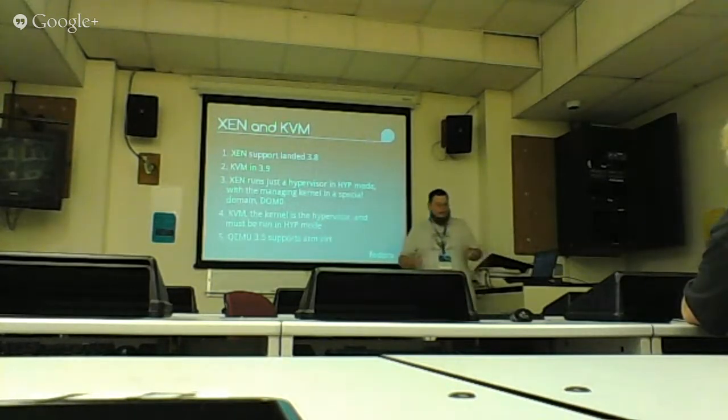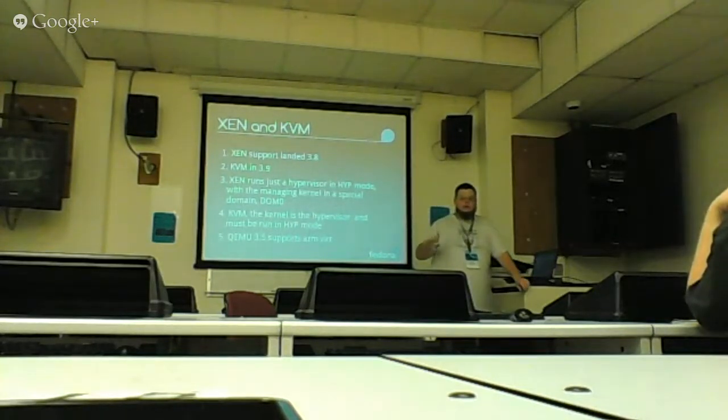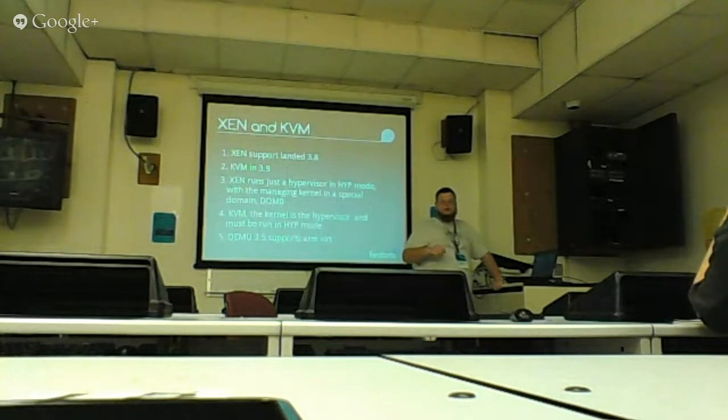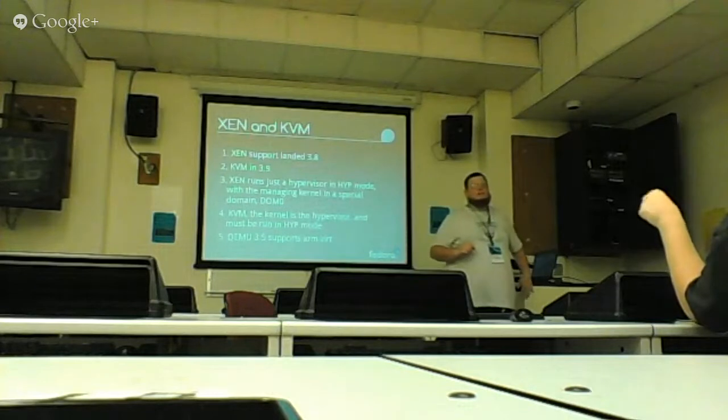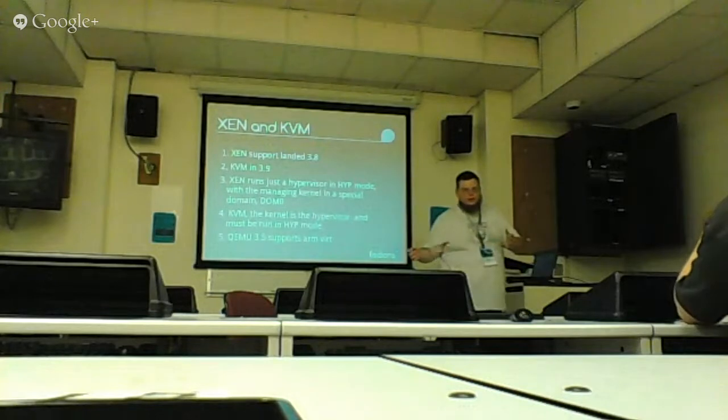And with KVM, the kernel itself is the hypervisor, and it runs in hyp mode with its own guest OS. Then your guests are run on top of that. So in a lot of ways, I think Xen is actually the better fit for ARM, because it's running just a hypervisor in hyp mode, and that's it. You have to run the entire host kernel in hypervisor mode with KVM? Yes. That's the way KVM works, because the kernel itself is the hypervisor.